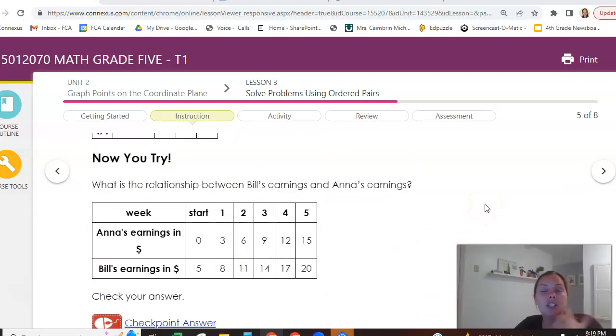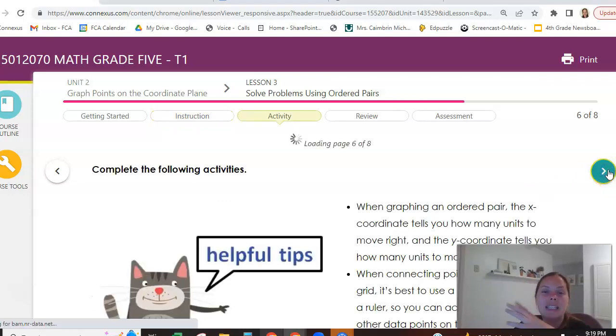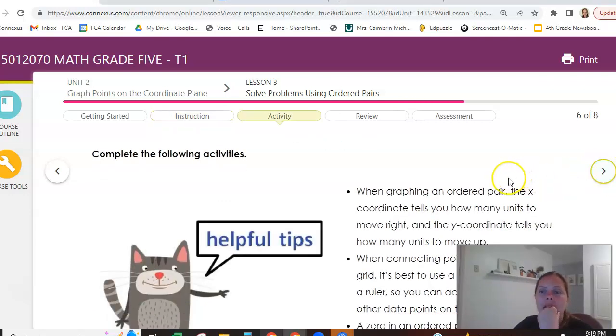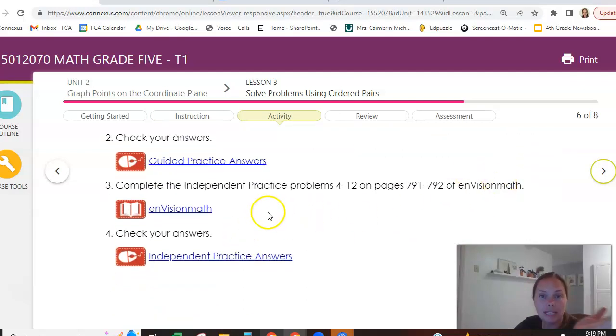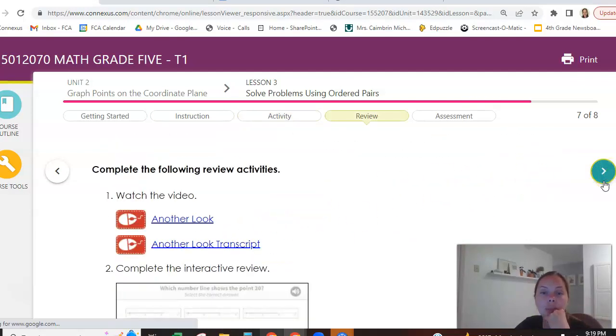So that's going to show you the type of questions that you might see. It's not just going to be put this on a graph. It might be like find the pattern and then put it on a graph. So it's getting a little more complicated, right? So we're on to page 6. This one gives you more practice, so that's going to be a separate video for some practice problems.